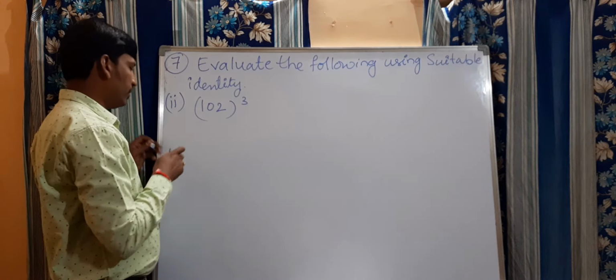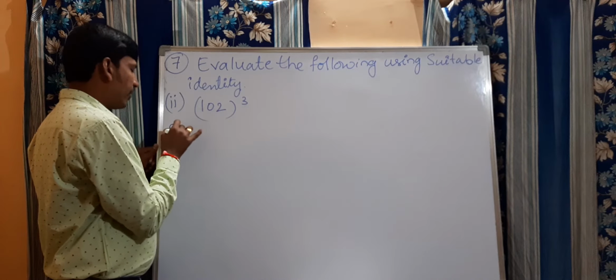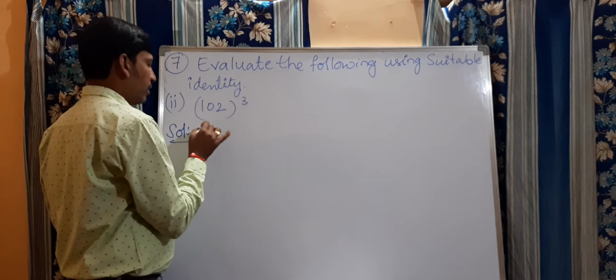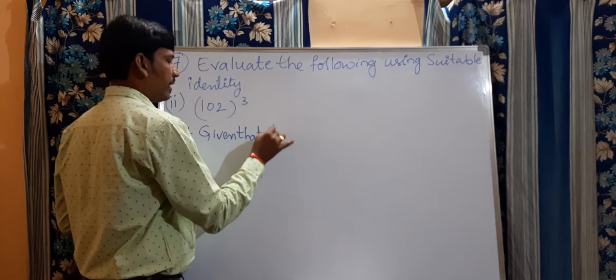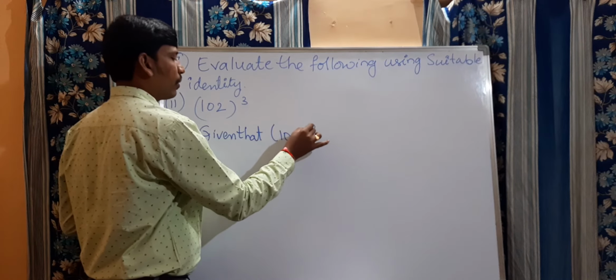Now let us see this here. Which identity are we going to apply? Now see this here. Given that, 102 whole cube.